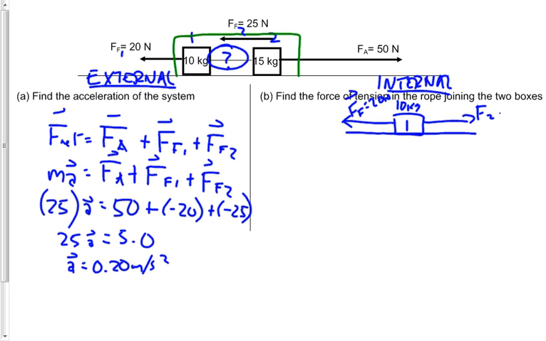In fact, that's what we're trying to find, isn't it? The force of tension in the rope joining the two boxes, the force between the two boxes. Now we're analyzing this object. It's going to be FF plus F21. Hey, why didn't I include the other force? Why didn't I include the 25 newtons? Because it's acting on the other object. When I'm analyzing the whole thing, I need all of them. When I'm analyzing the one object, I look at only the forces acting on that one object.